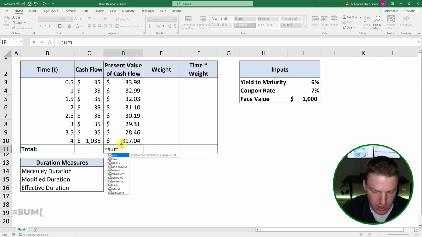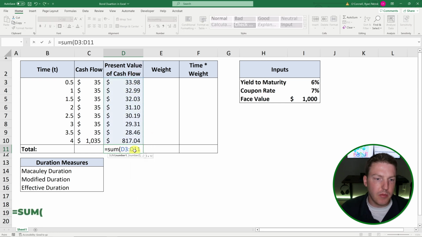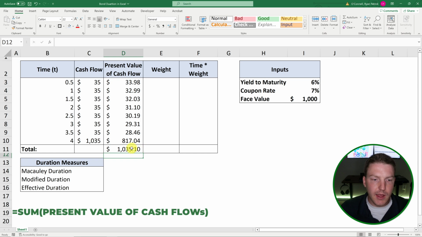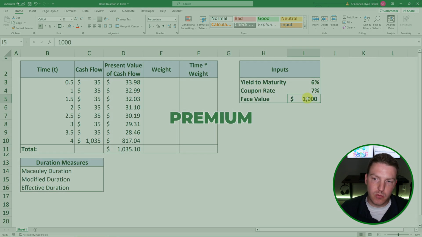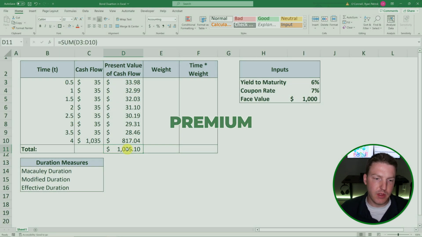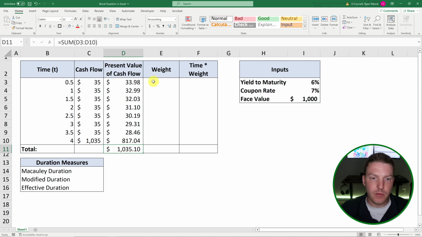Now we can just hit equals sum here and we'll sum up this entire column like that. And we find that this bond is actually worth $1,035.10. And this makes sense that it's worth more than $1,000 because when the coupon rate exceeds the yield to maturity that's demanded in the market for that bond's risk, then we know that this should be sold at a premium which would exceed its face value of $1,000. And that's what we're seeing right here.